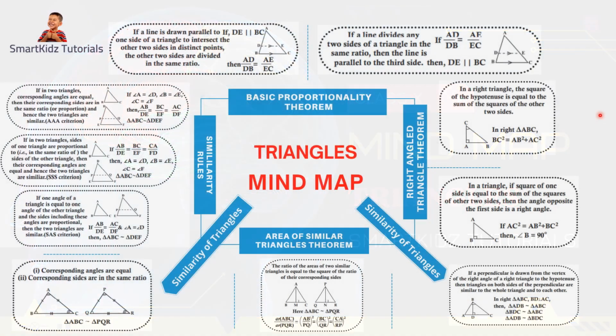In this video, we will be going through the mind map of triangles that will help us to quickly revise before the exams. We begin first with noting down what are similar triangles. Two triangles are said to be similar if their corresponding angles are equal and their corresponding sides are proportional.